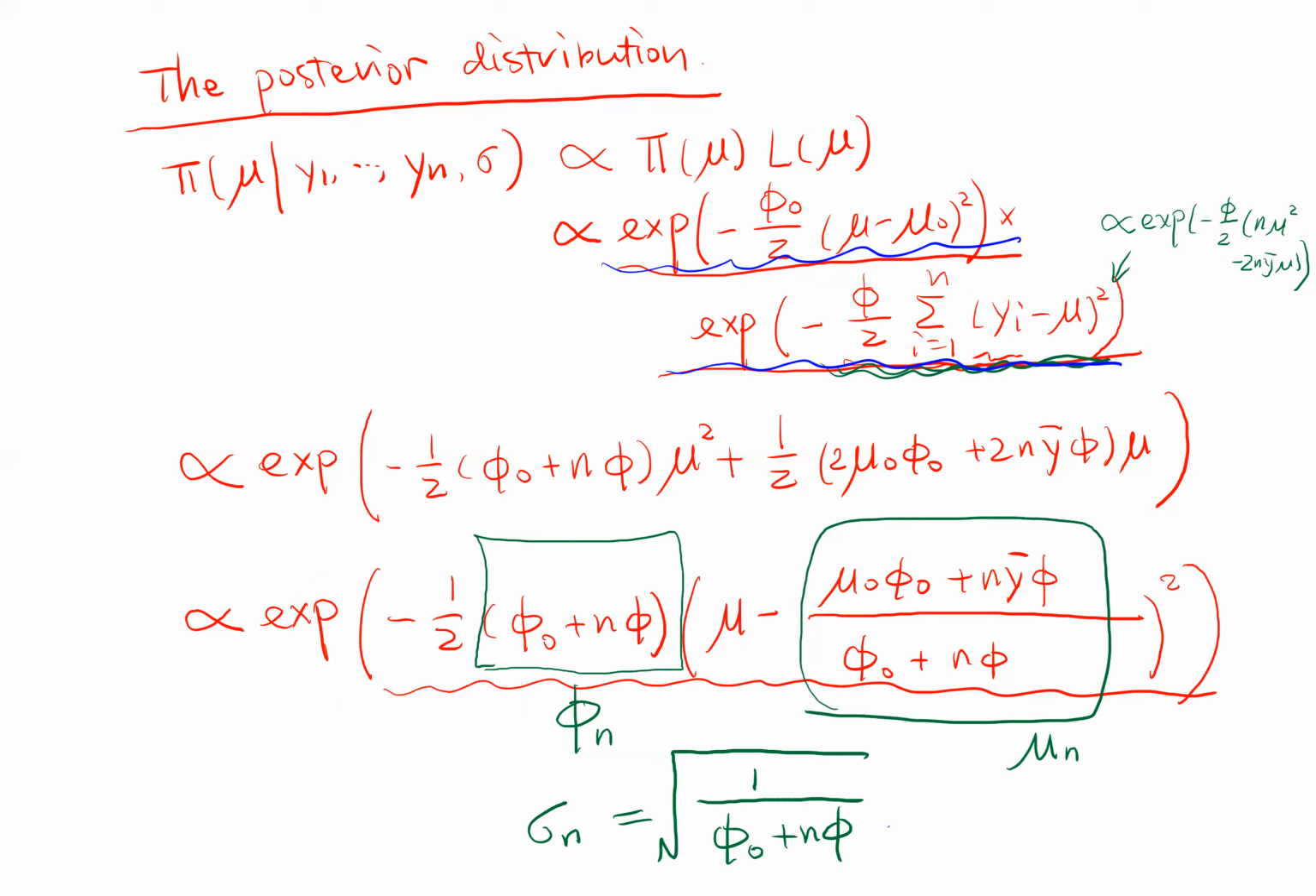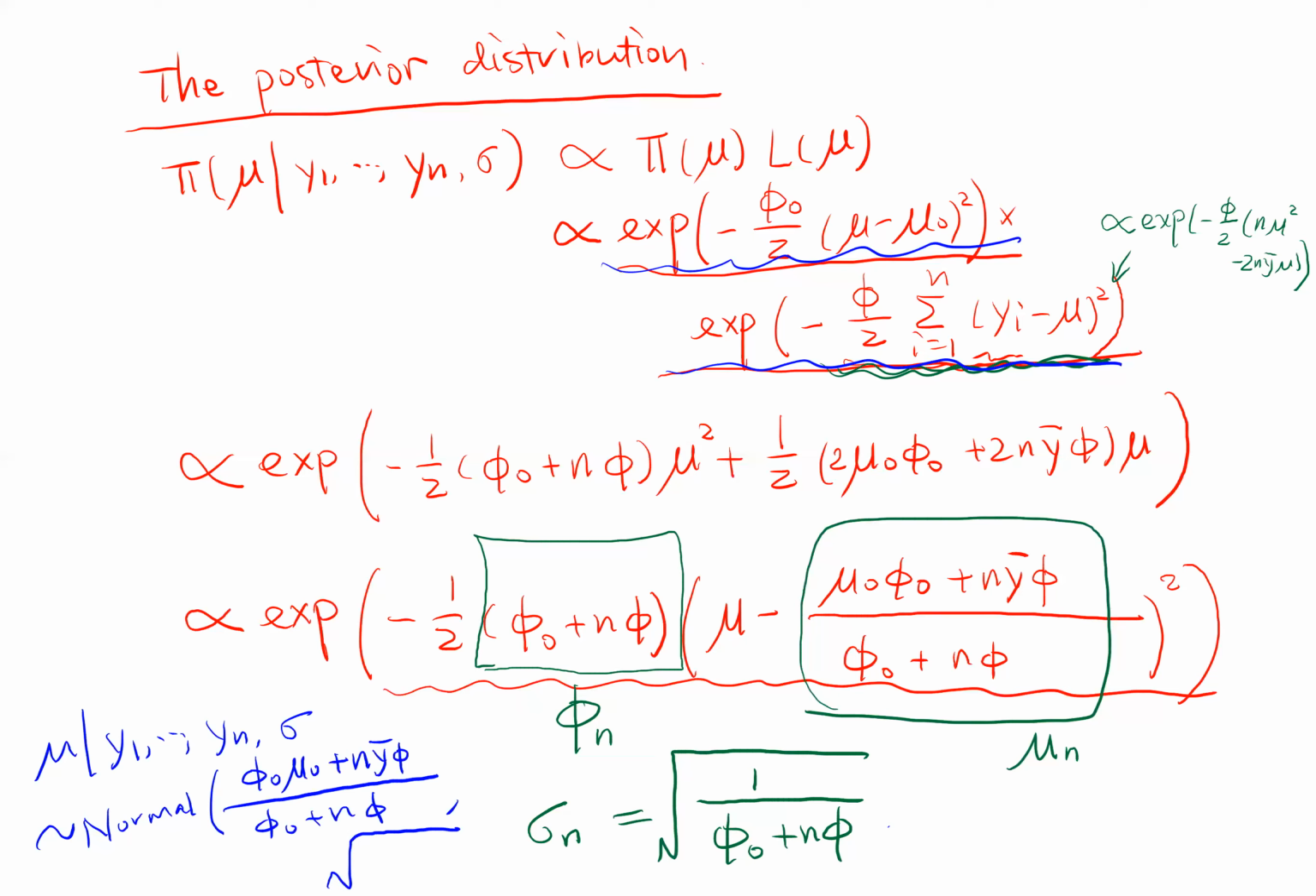So ultimately, we have the posterior be normal. The mean is what we have over here, mu n. So it's phi0 mu0 plus n y bar phi divided by phi0 plus n phi, right? And then the precision is phi0 plus n phi, with the standard deviation being 1 over the square root of that. And that's what I showed you earlier on the slide.